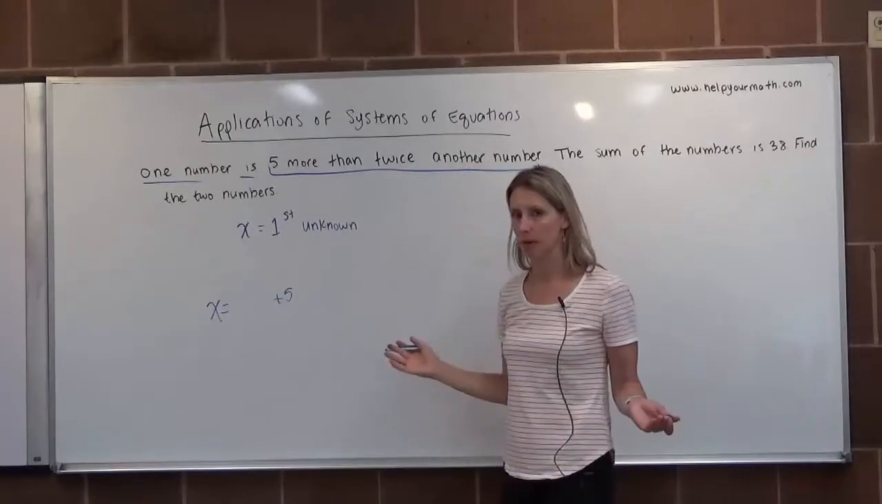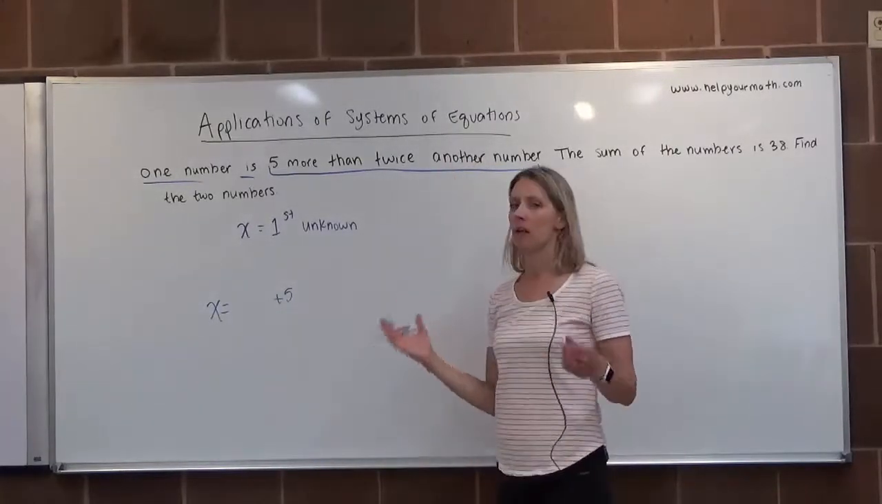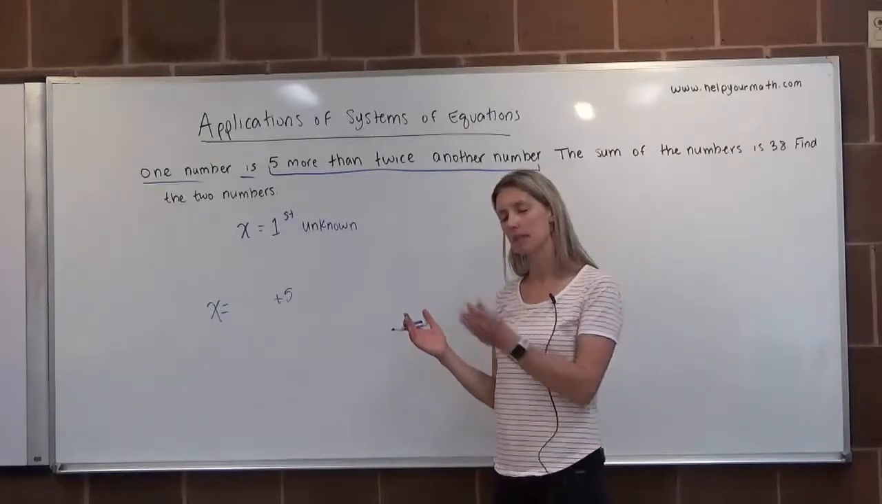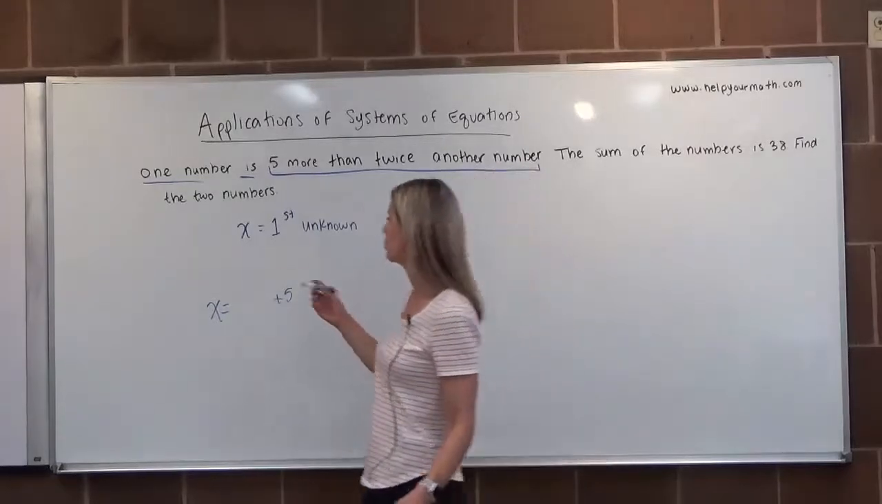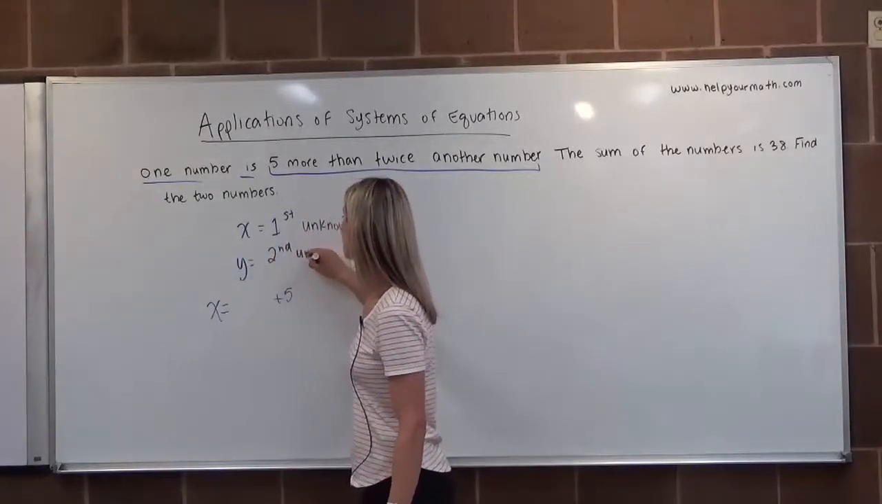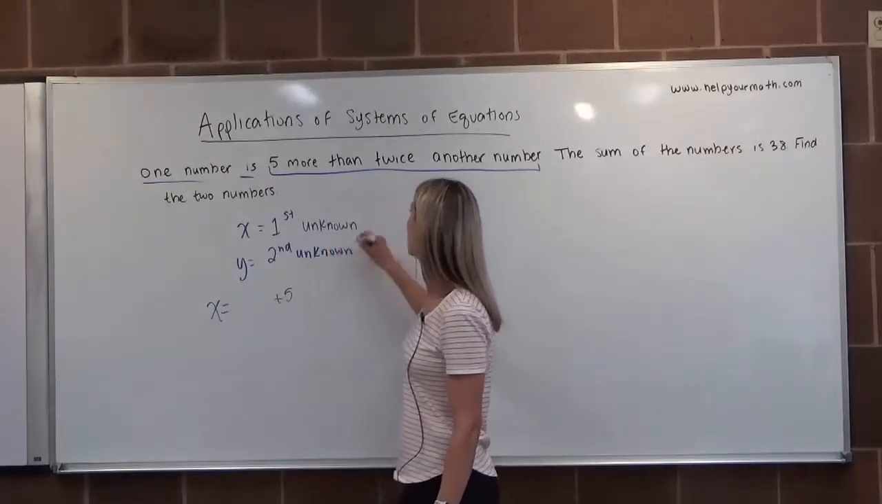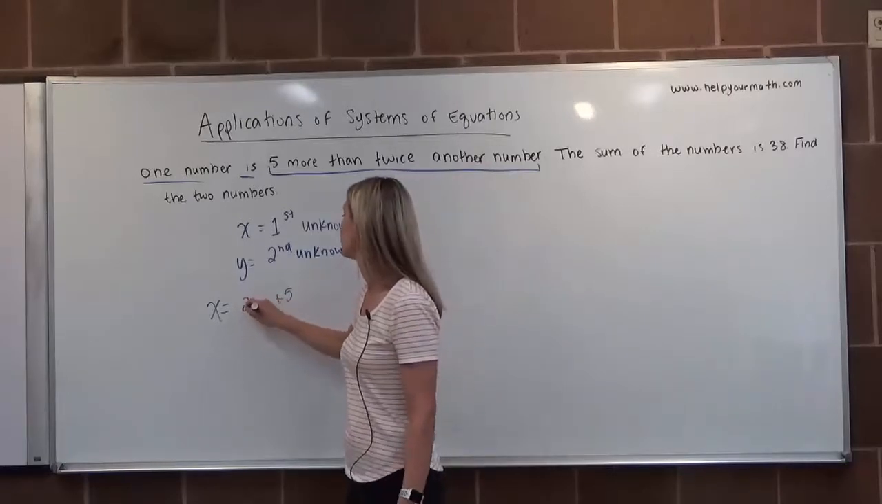Do we know what this number is? No, we don't. That's our other unknown. Because it specifies another number, we are to assume that it is not the same value as the first number. Therefore, it must be called a different variable. Let's use y. So y is going to represent our second unknown. Okay, so twice another number is going to be 2y.